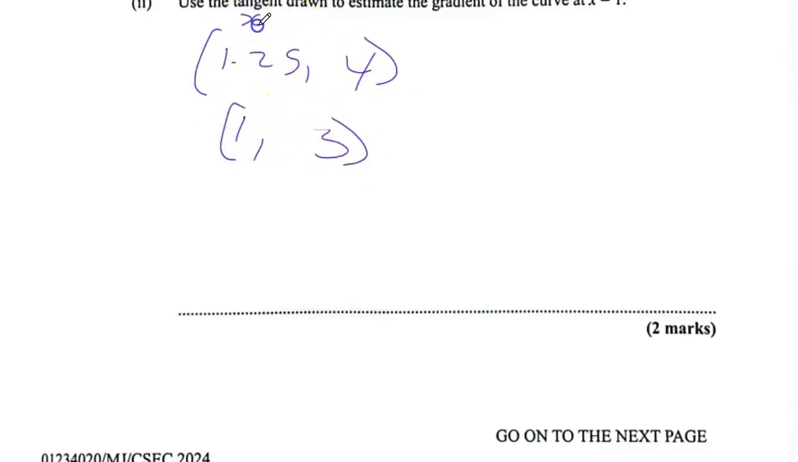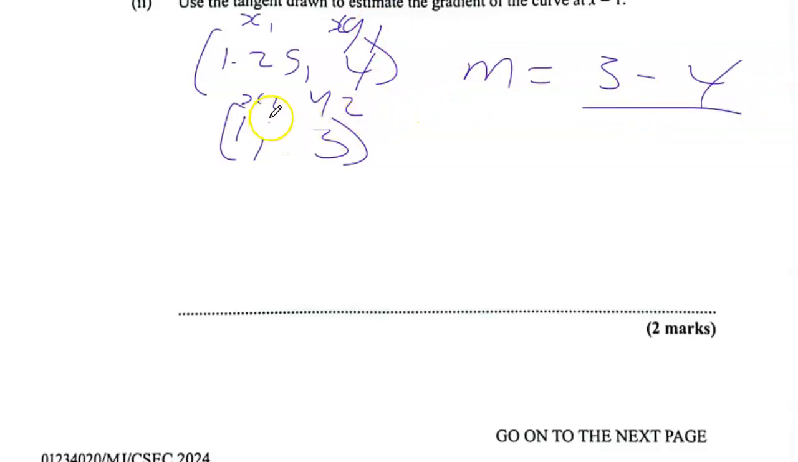We call these x1, y1 and x2, y2. So the gradient is y2 minus y1, that's 4 minus 3, over x2 minus x1, that's 1.25 minus 1, so that's 0.25. Calculating that, that's 1 divided by a quarter, which is 4. So the gradient is 4.